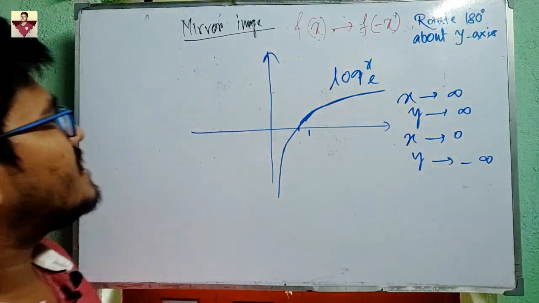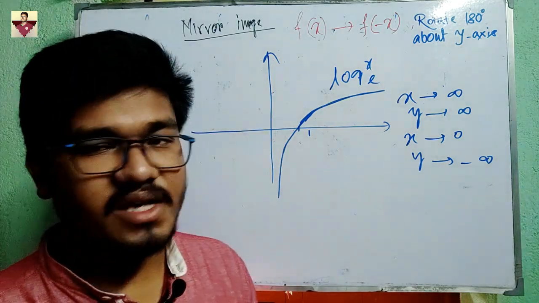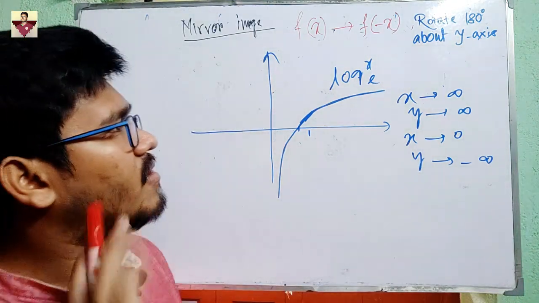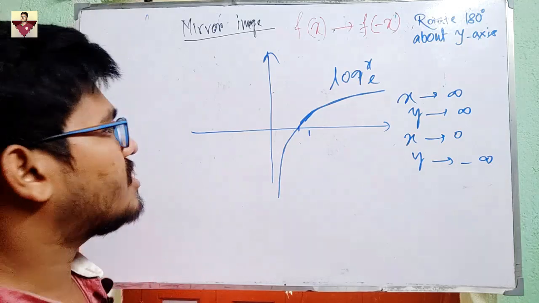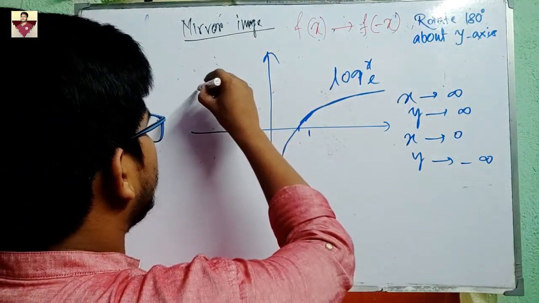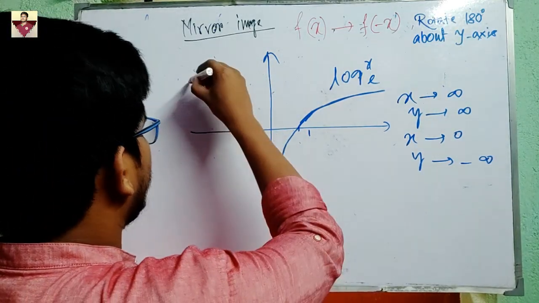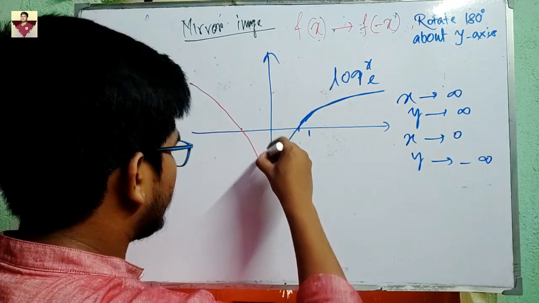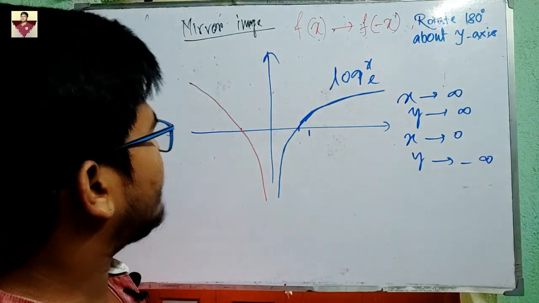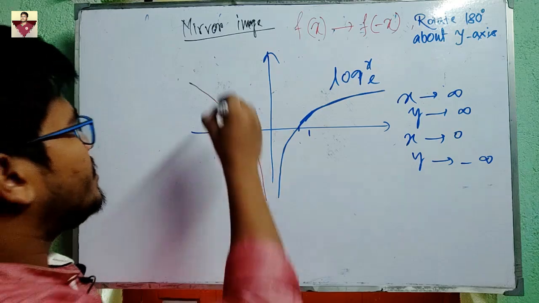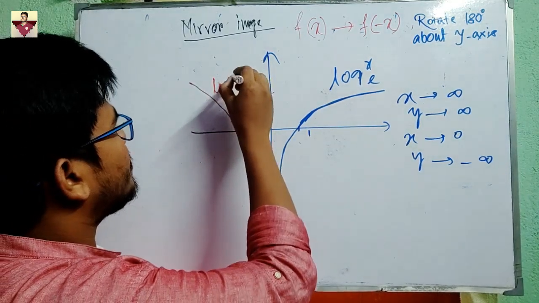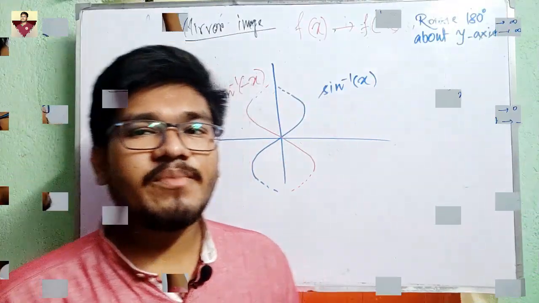And if you want to plot the graph for log of minus of x, all you need to do is invert this about 180 degree about the y-axis, or you need to flip this graph. So this is a mirror image about the y-axis. It should be exactly a mirror image about the y-axis. You need to maintain this symmetry. Okay, so this is the graph for log of minus of x.